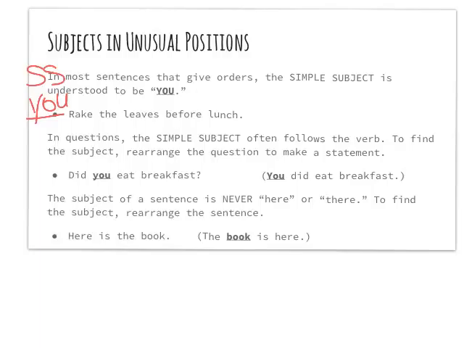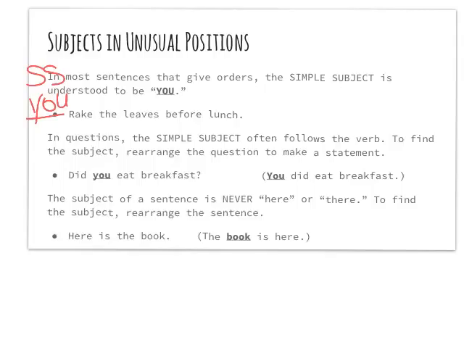Another type of clause that has unusual positioned subjects is a question. And in a question, the subject often follows the verb because we often have a helping verb to start the sentence. So if we look at this example, did you eat breakfast? You can always rearrange it. Sometimes you'll want to rearrange it on paper if it's more complicated. This one is fairly simple. Did you eat breakfast becomes you did eat breakfast when you rearrange it to make a statement.